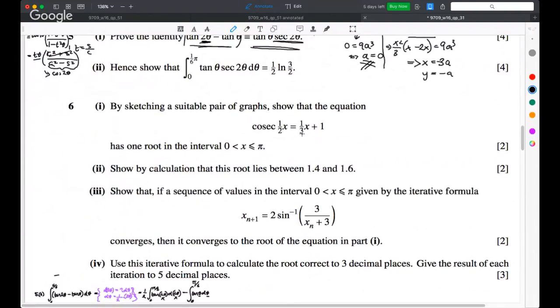Cosec of 1/2 of x is equal to 1/3 x plus 1. So this is one of those where you've got an x on both sides, and you can't really undo this cosec function while this x is still here. You can't solve it analytically. What you can do is solve it numerically, which means iterate through a procedure and get closer and closer to the value until you're so close you don't really mind that you're not exact.